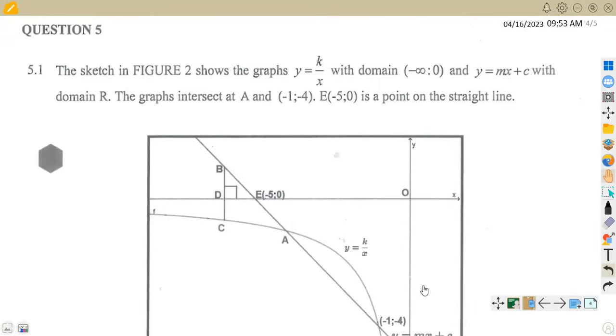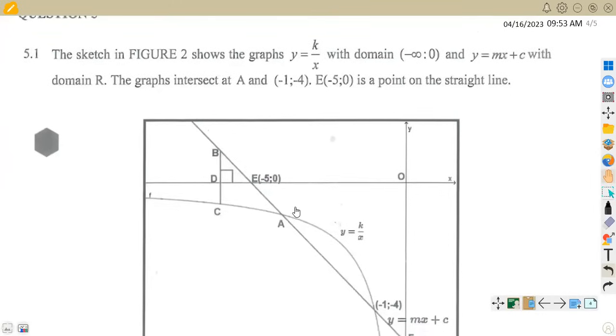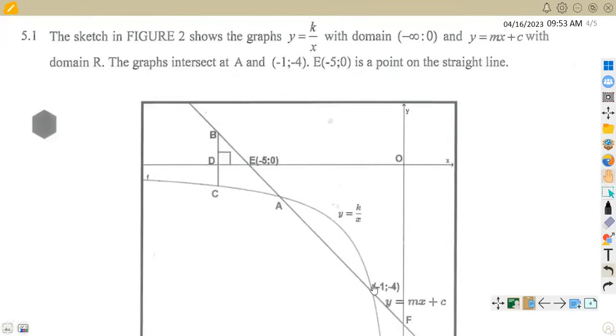In Fig 2, it shows the graphs of y is equal to k over x with the domain from -infinity up to 0, and the line of y is equal to mx plus c with the domain being all the real numbers. The graphs intersect at point A, which is at this point, -1, 4. So this is the point of intersection of the two graphs.